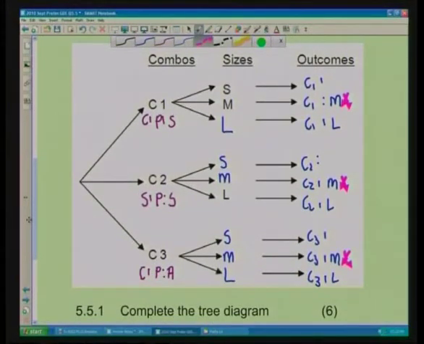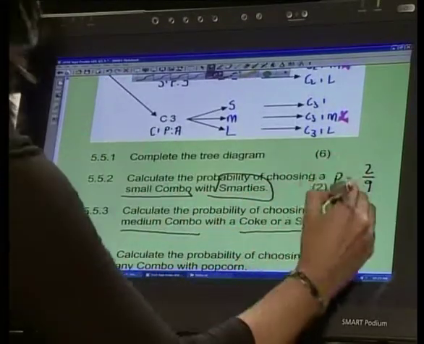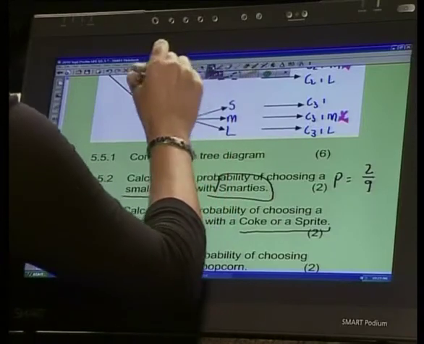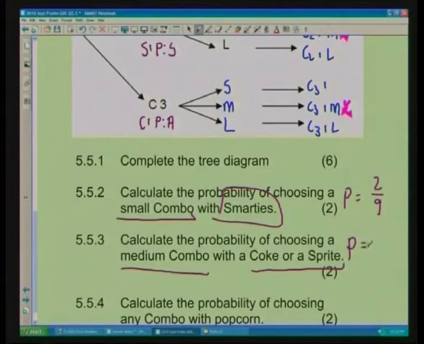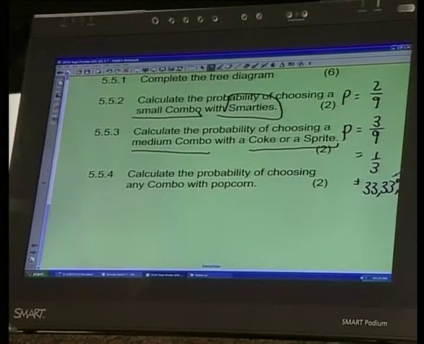So out of that then, we've got 3 out of the 9. So in this case, your answer is going to be 3 out of 9. So the probability out of the 9 combinations, 3 of them would come with a Coke or a Sprite, and they're mediums. And then once again, you can change that into a simplified fraction, which is a third, or on your calculator, if you work out what 1 out of 3 is as a percentage, it's going to be 33,33 recurring percent, that's what we're looking at.